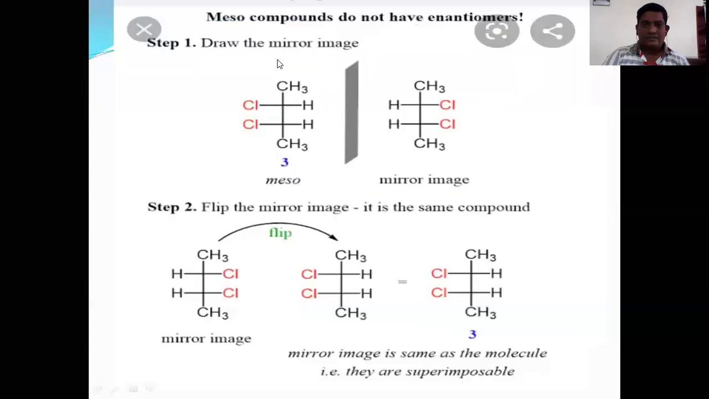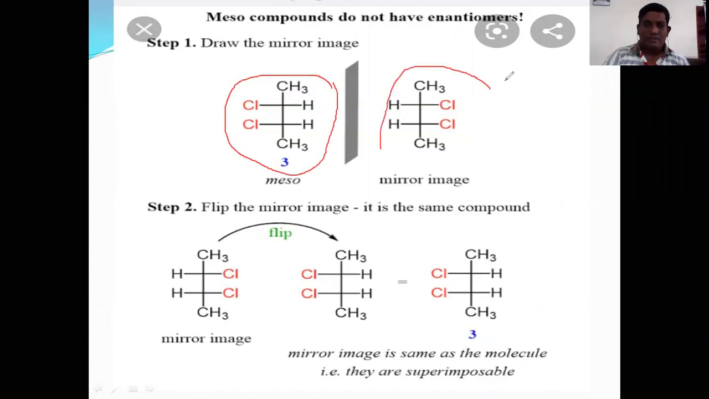Now see this. I will explain what is known as a meso compound. We can take this example: this is 3 and this is 4. Both are mirror images. I can take it that this is a chiral carbon and this is a chiral carbon, and here this is a chiral carbon and this is also a chiral carbon. 1, 2, 3. 1, 2, 3.